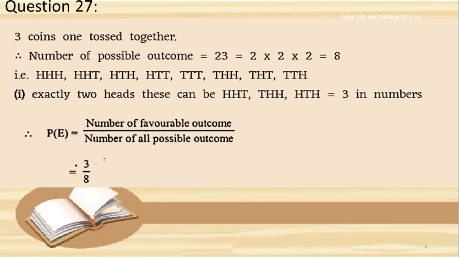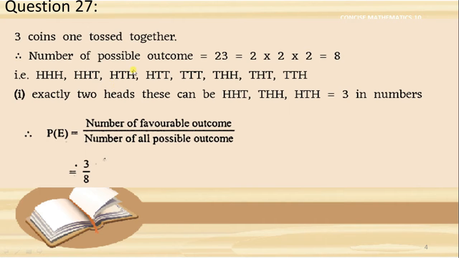So total number of possible outcomes is equal to 2 into 2 into 2, that is 8. It is not 2 into 3, children, it is 2 cube. 2 cube is equal to 8. So which are the possible outcomes? All possible outcomes: head, head, head. That is all the 3 coins are facing towards head.